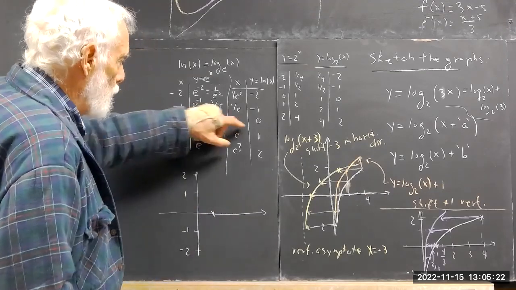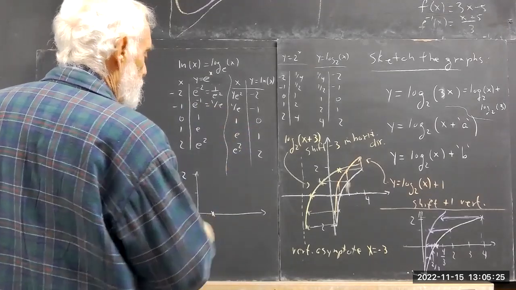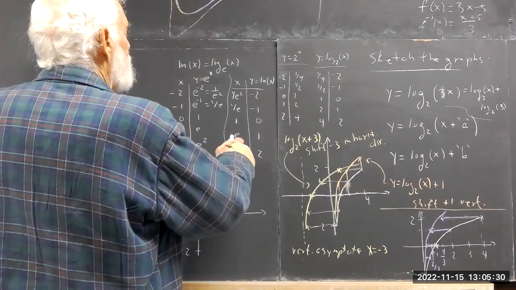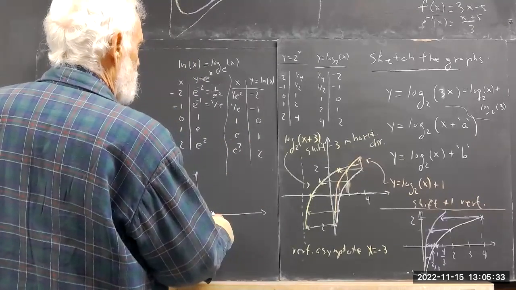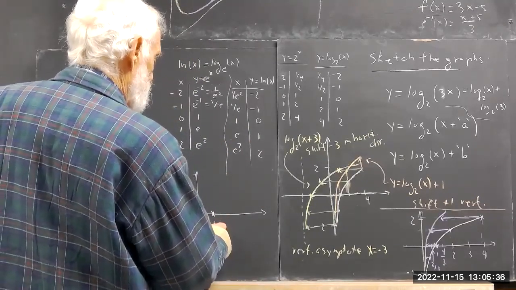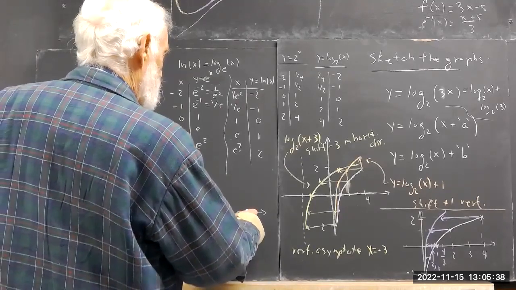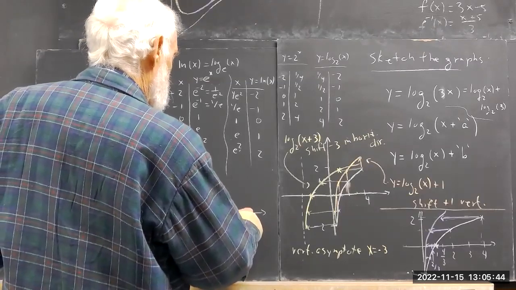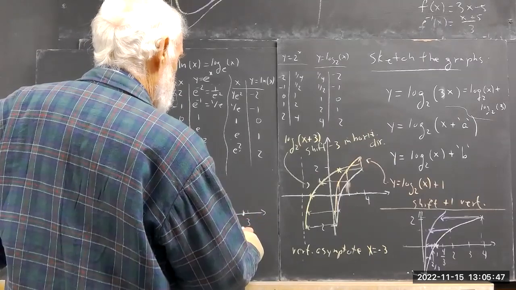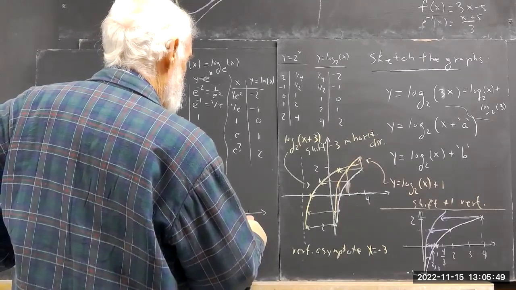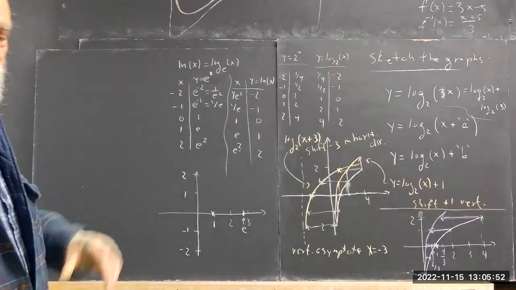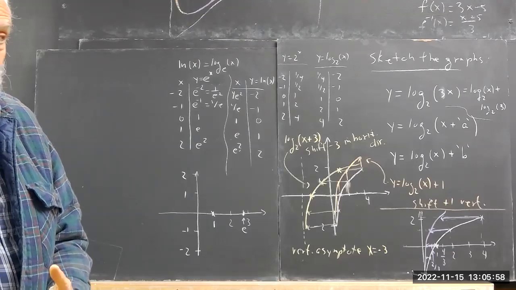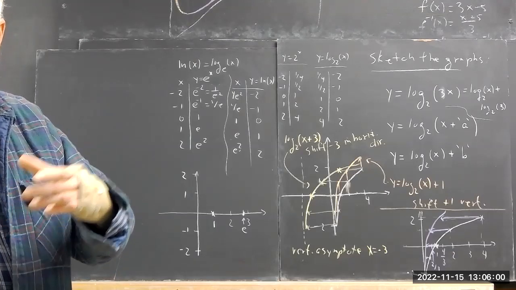It's going to go through the point (1, 0), like every logarithmic function does. If x is e, y is 1. Well, here's 1. So here's 2, and here's 3. And here is e. You can use your calculator to calculate e squared or e cubed.